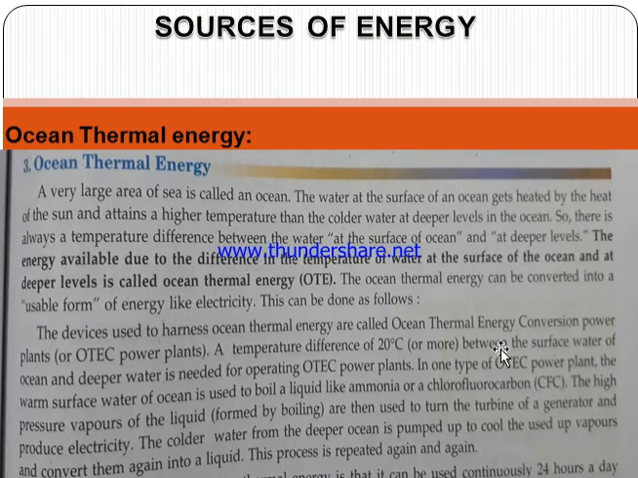For ocean thermal energy, there should be a temperature difference of 20 degrees Celsius between the surface of the water and the deep region. The warm surface of the ocean is used to boil liquids like ammonia or fluorocarbons. The high vapor pressure of the liquid is used to turn the turbine and generate electricity. So this is the method. This can be repeated again and again, but again it is not so useful.